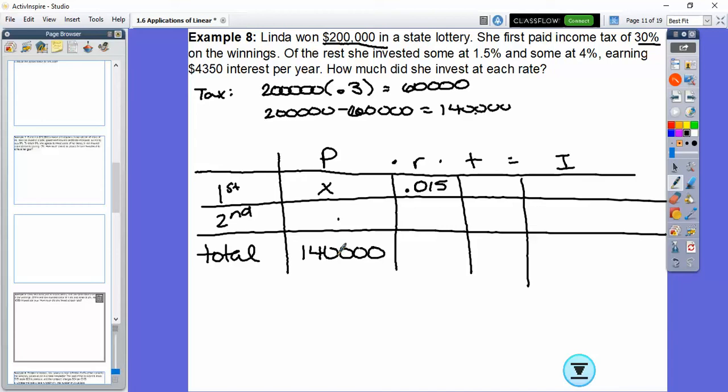What if, let's say she invested $40,000 in the first one. How much does she have left for the second one? 100,000. How'd you get it? Subtracted. So that's what we have to do for this one. It will be the 140,000 minus your X. And that's 4%, which is 0.04.